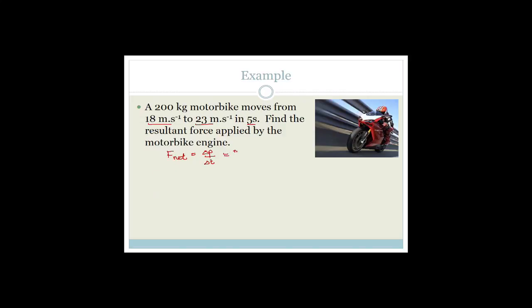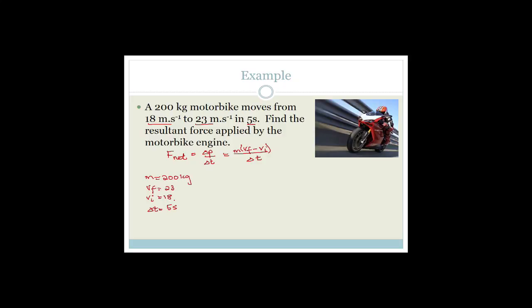which is equal to m times (vf minus vi) all over delta t, right? Do we have the mass? Yes, we do. The mass is 200 kilograms. Do we have the final velocity, vf? Yes, we do. It's 23. Do we have the initial velocity? Yes, we do. It's 18. Do we have the change in time? Yes, we do. It's 5 seconds.